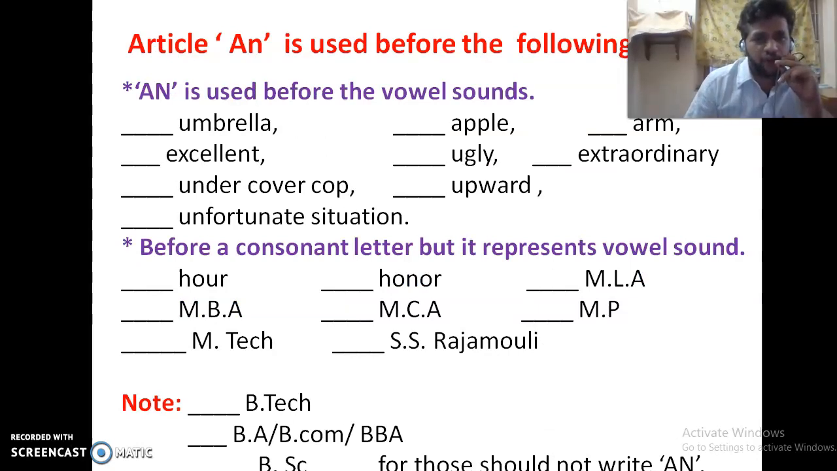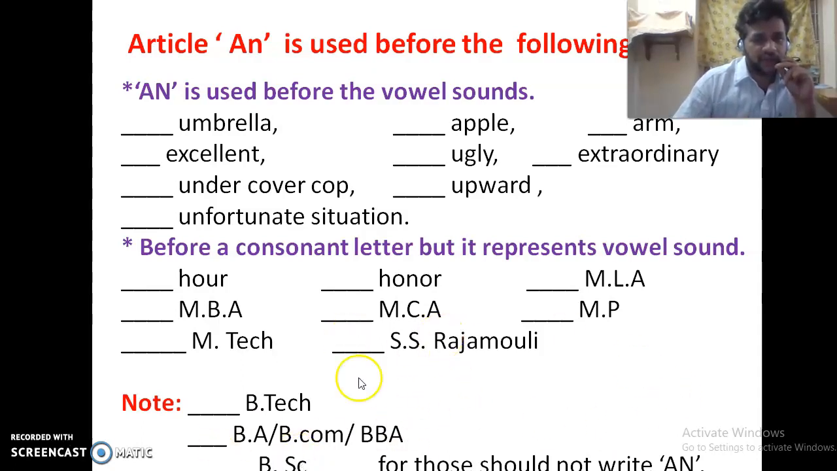An is used before the vowel sounds, the first rule. Umbrella, apple, arm, excellent, ugly, extraordinary, undercover cop, upward, unfortunate situation. If you can apply as per the given guidelines, you can use an only. So pause the video and just think about it and write an appropriate article. Okay. So my right answer is an umbrella, an apple, an arm, an excellent, an ugly, an extraordinary, an undercover cop, an upward, an unfortunate situation. That is the right appropriate article.